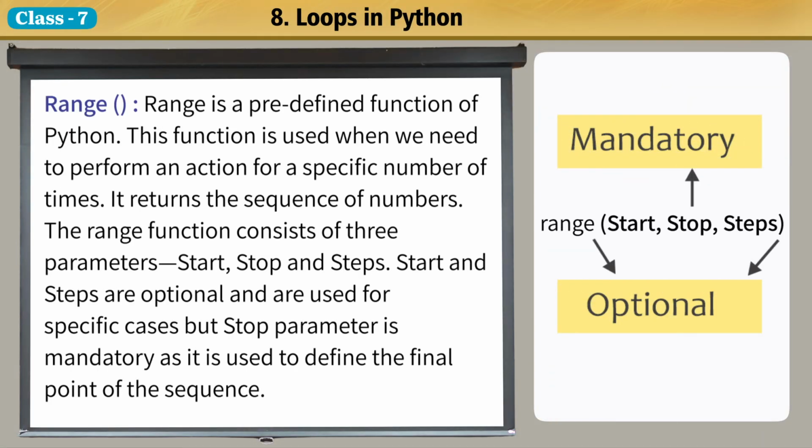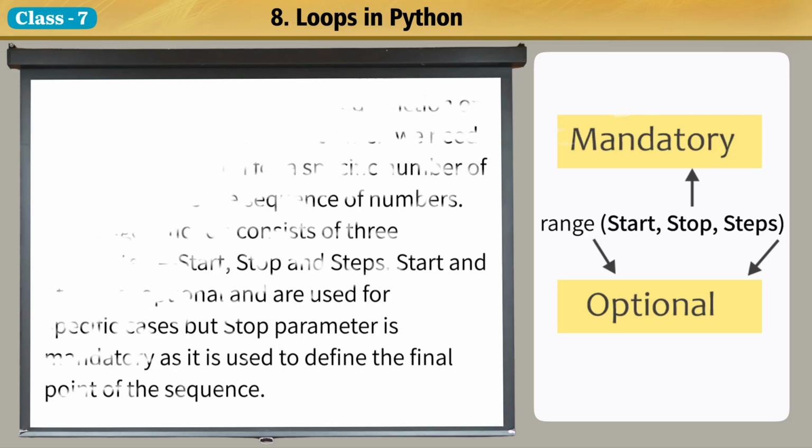Range is a predefined function of Python. This function is used when we need to perform an action for a specific number of times. It returns a sequence of numbers. The range function consists of three parameters: start, stop, and step. Start and step are optional and are used for specific cases, but the stop parameter is mandatory as it is used to define the final point of the sequence.